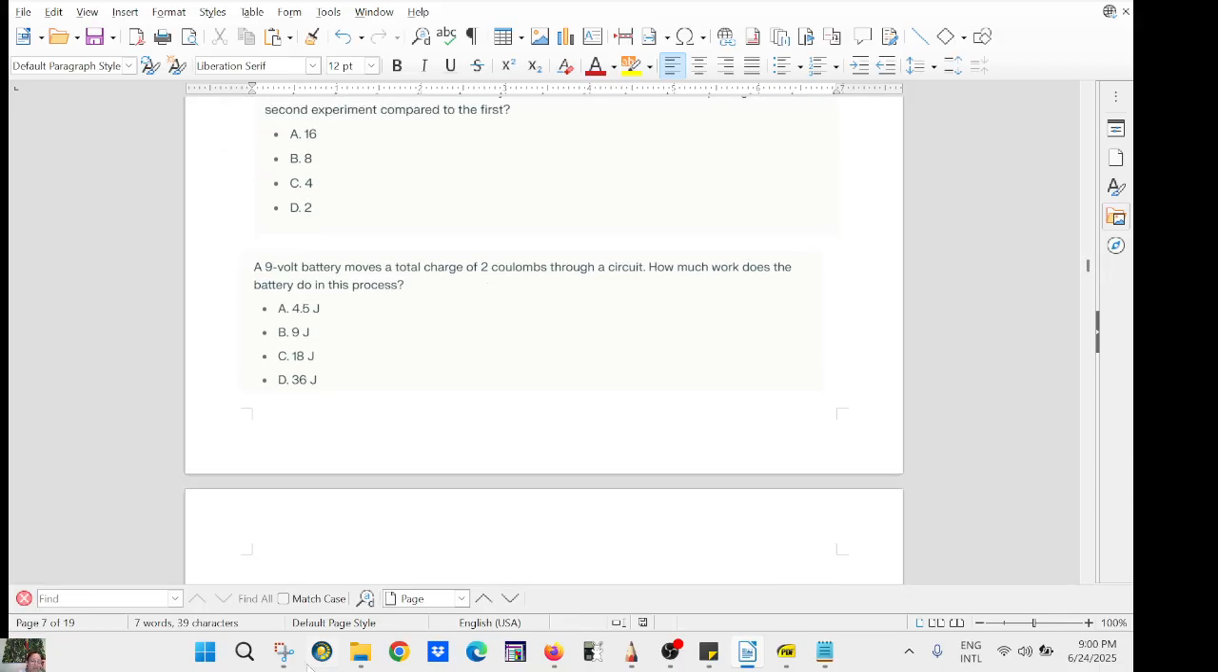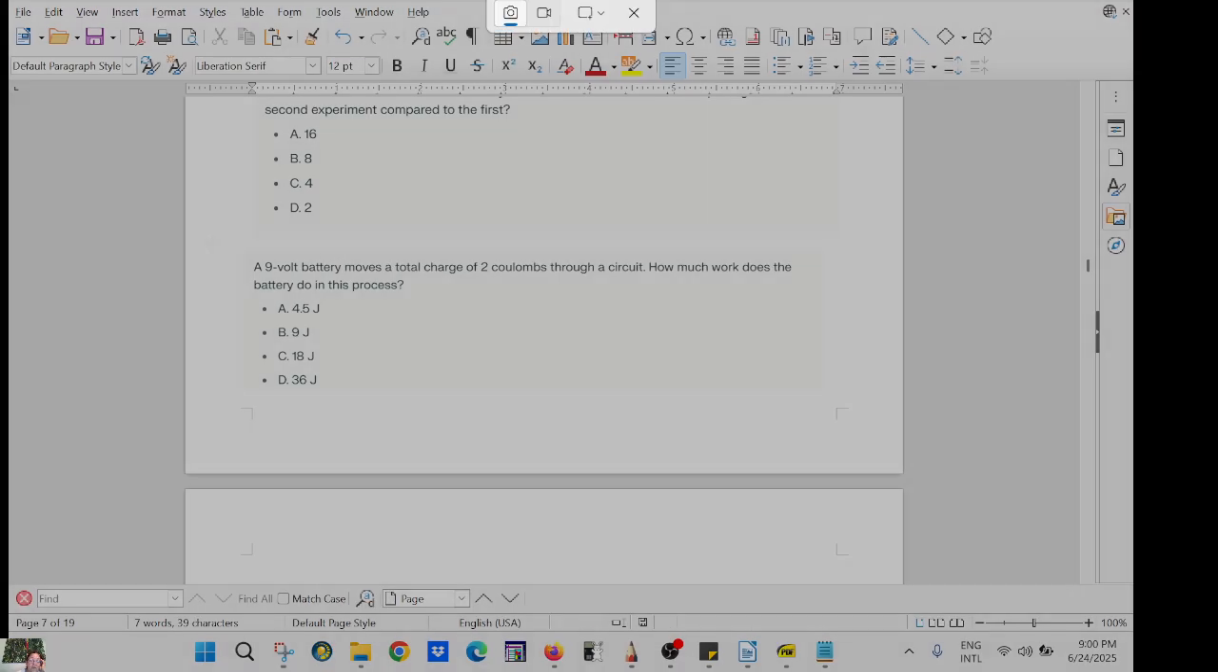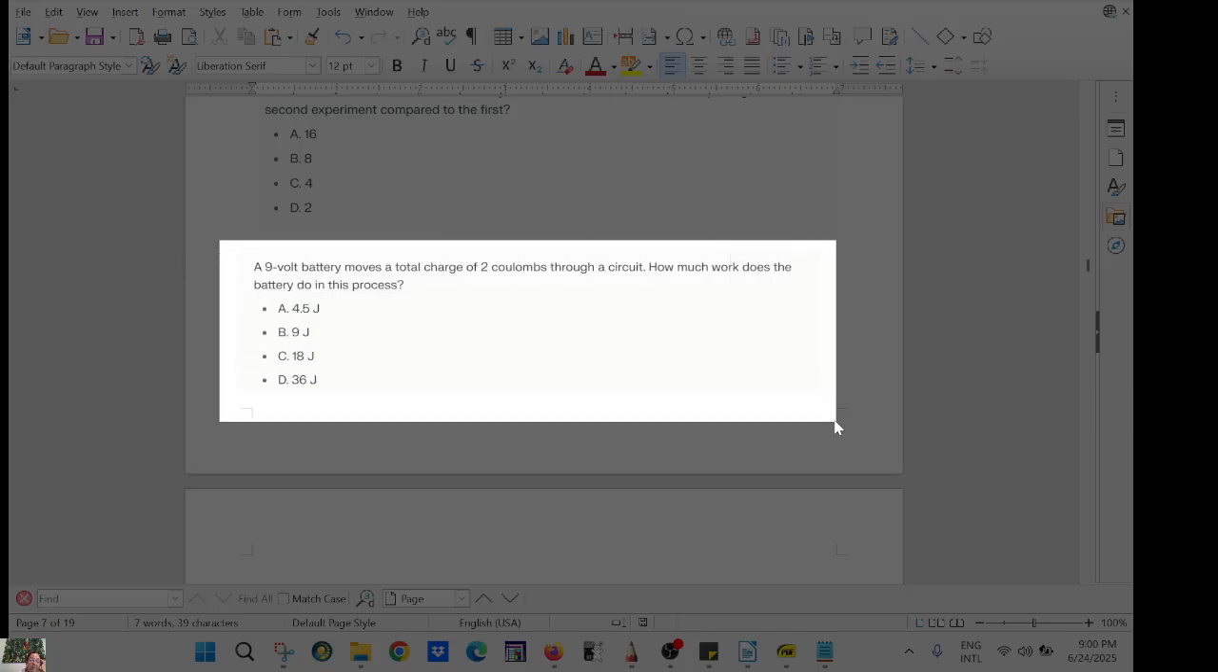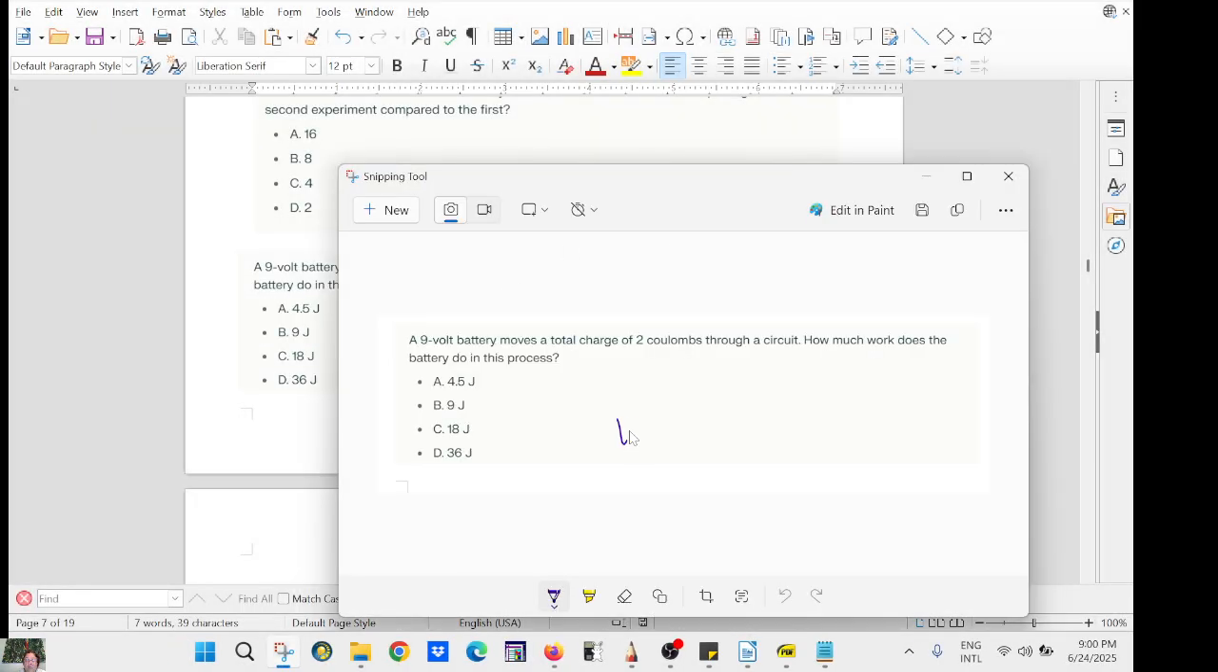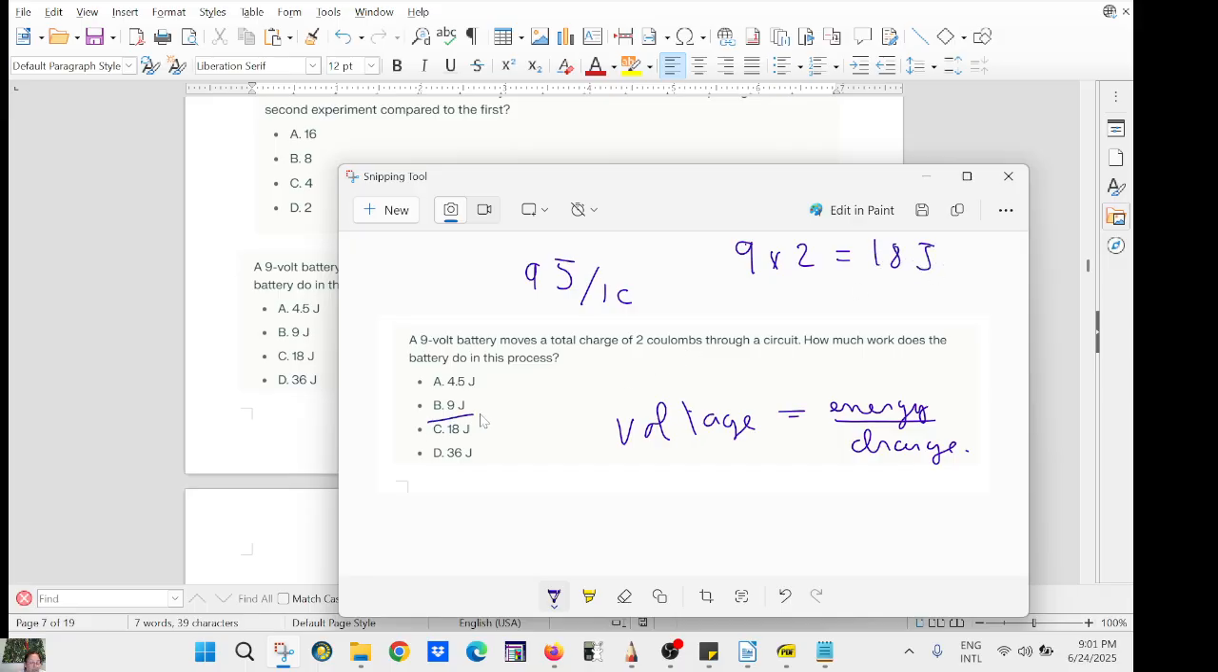Okay, so this is the definition of voltage again. The voltage is the energy per unit charge, so for 1 coulomb. When you have a 9-volt battery, that means 9 joules for 1 coulomb. By definition, that's the definition of a voltage. So if you have 2 coulombs, that will be 9 times 2, which is 18 joules. So the answer is C.